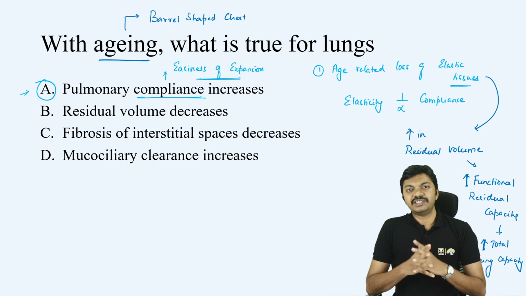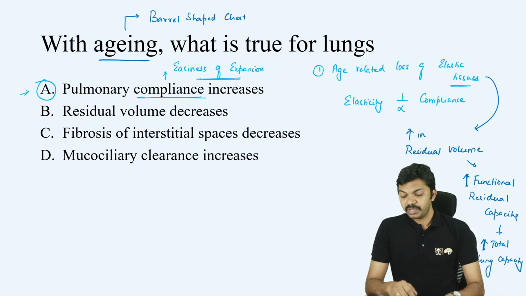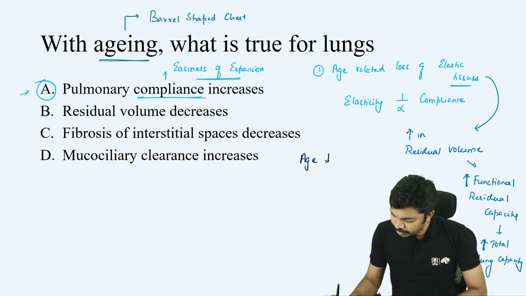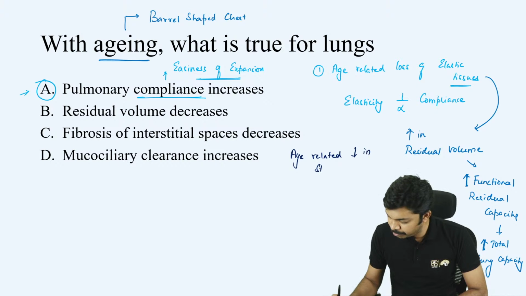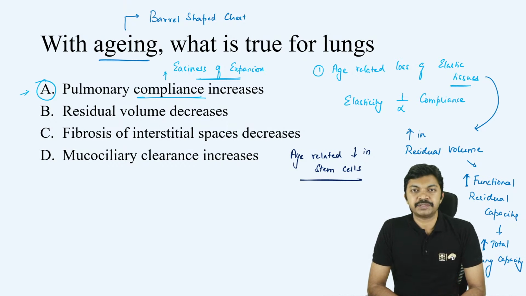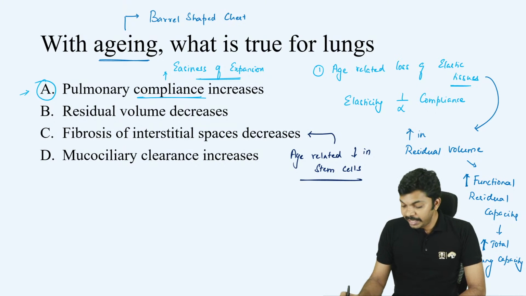Coming to option C, fibrosis of interstitial space decreases. No guys, with aging, the ability of healing decreases. The amount of stem cells decreases. With age-related drop in stem cell population, whenever there is damage to respiratory cells or epithelium, we do not have enough stem cells to repair the damage. That leads to formation and deposition of fibrocytes at the site of injury. So there is going to be excessive deposition of fibrocytes. So ideally speaking, fibrosis of interstitial space must be increased and not decreased.